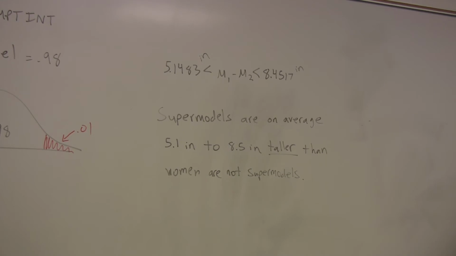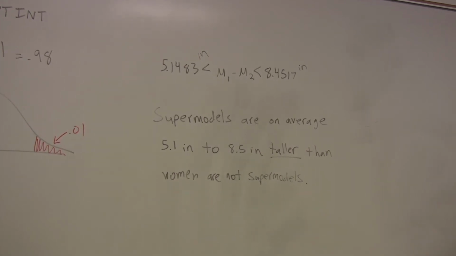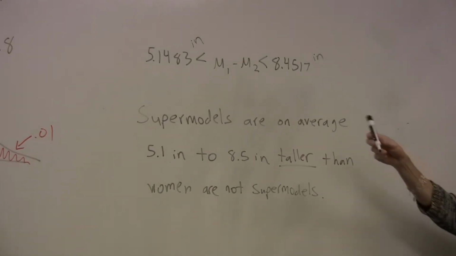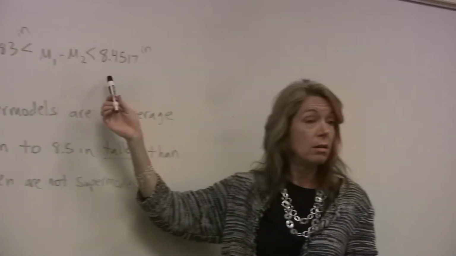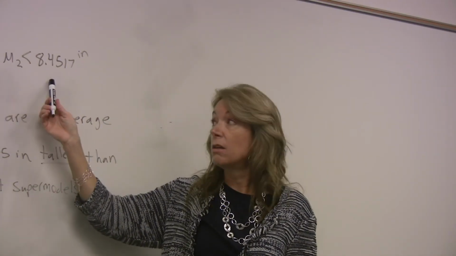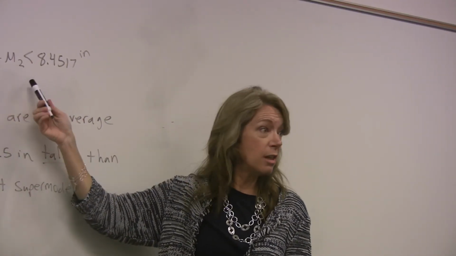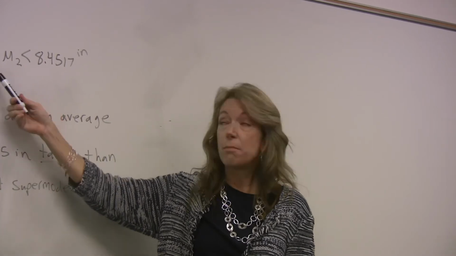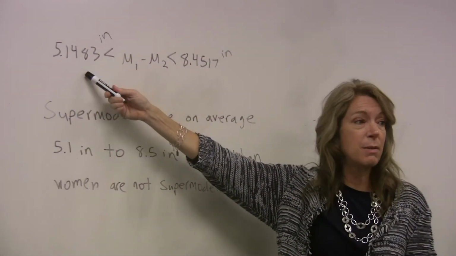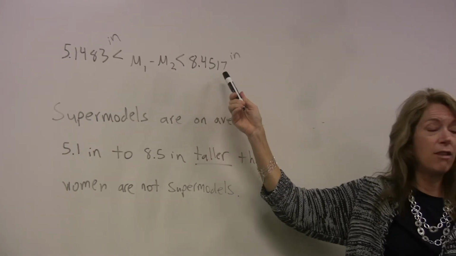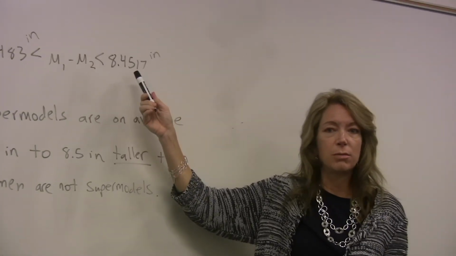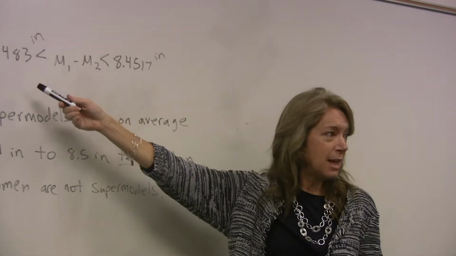How do we know they're taller? Positive, because my interval has positive numbers only, which means this number is larger than that number. So the positive difference is that it's this much higher to that much higher. If they were shorter, which would not make sense for supermodels, these answers would have been negative.